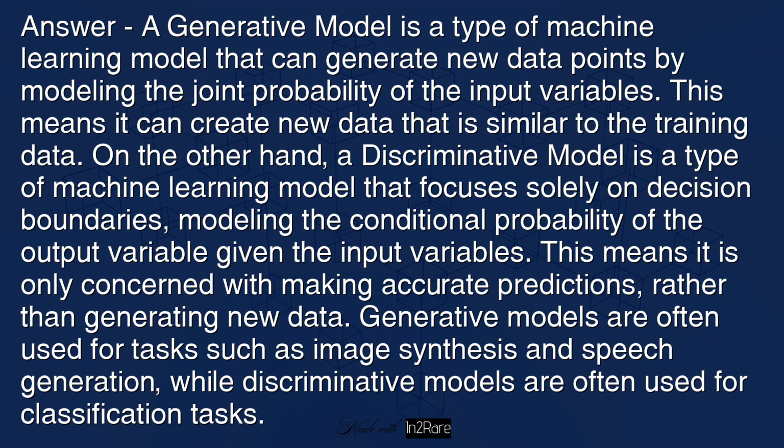On the other hand, a discriminative model is a type of machine learning model that focuses solely on decision boundaries, modeling the conditional probability of the output variable given the input variables. This means it is only concerned with making accurate predictions rather than generating new data. Generative models are often used for tasks such as image synthesis and speech generation, while discriminative models are often used for classification tasks.